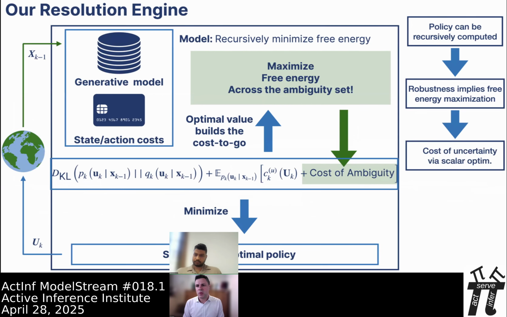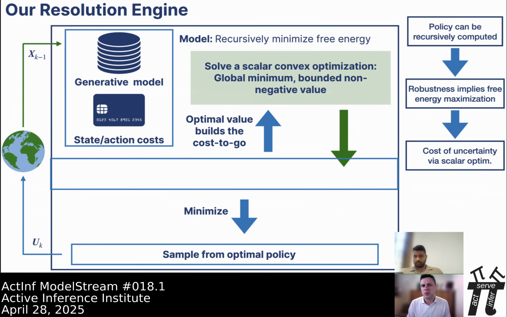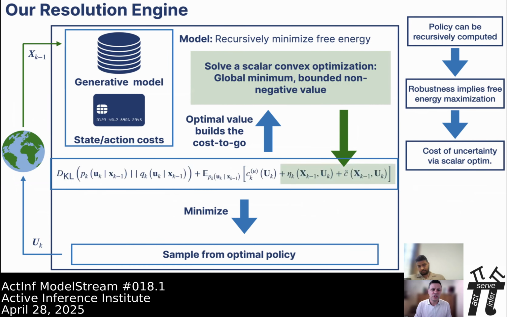So we can go back to our resolution engine and say that that general step about finding the maximum free energy can be addressed with a scalar convex optimization problem. We did not build a solver for this. We used an off-the-shelf tool. So the problem that we are going to minimize now, the cost functional, has a very specific structure. You see that the cost of ambiguity is eta plus c tilde. So the only thing that needs to be done is to minimize this in the space of policies.